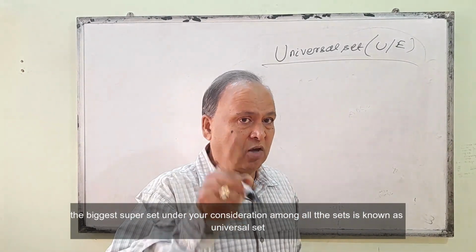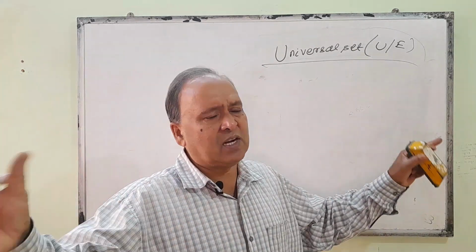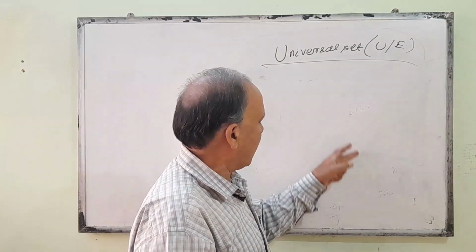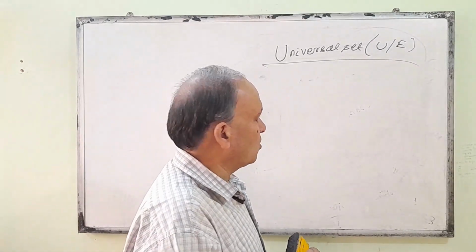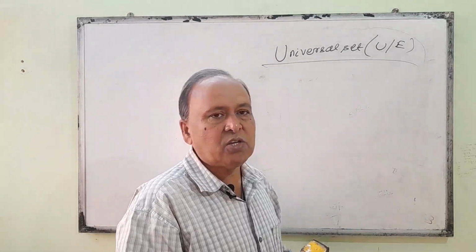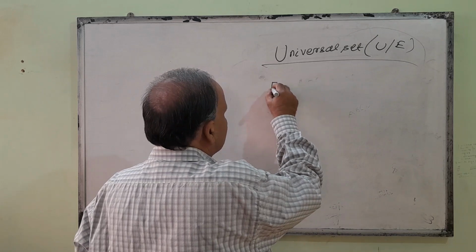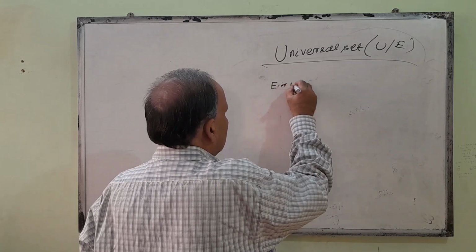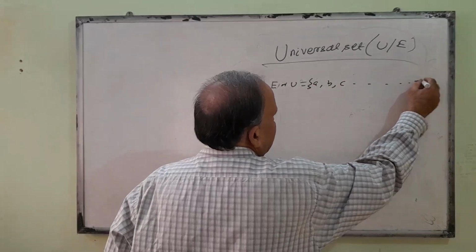If a set is under consideration, you remember this word, you consider it as the bigger set, and there you consider some smaller sets within it which are included in this bigger set. So for these smaller sets, that is the universal set. Suppose E is a set, it is denoted by E or U. U is equal to {a, b, c, ..., y, z}.